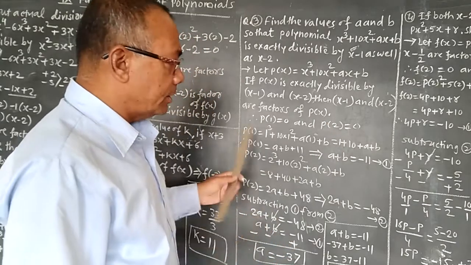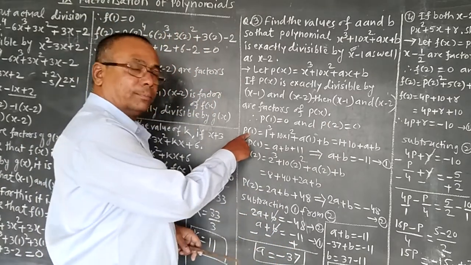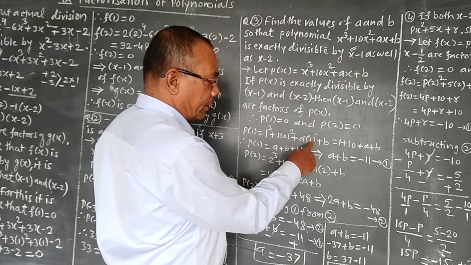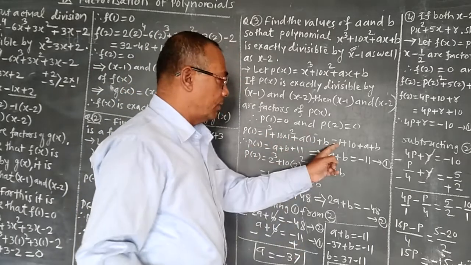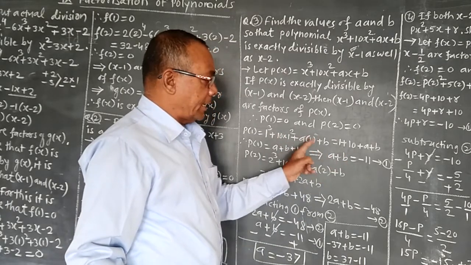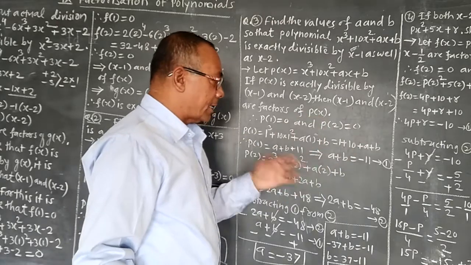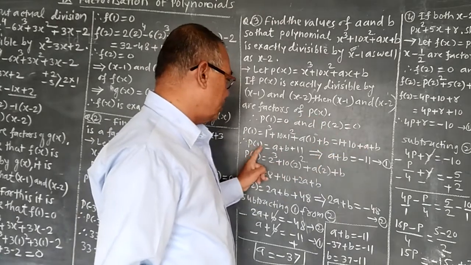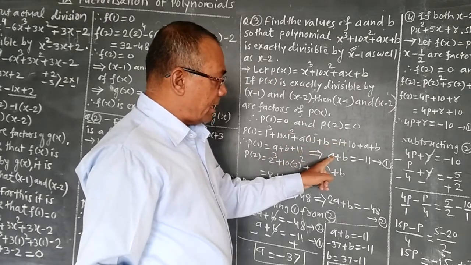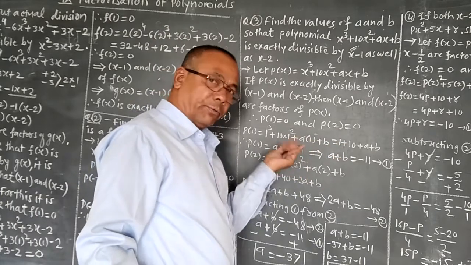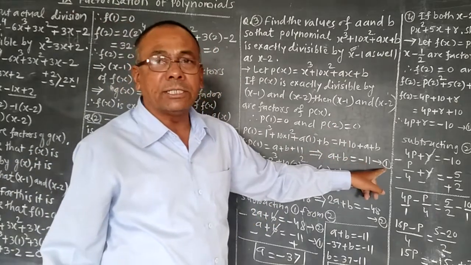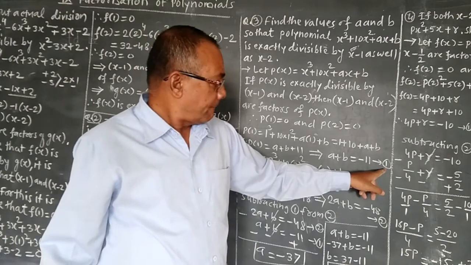And now substituting the value, we will get p(1) is equal to 1 cube plus 10 into 1 square plus a into 1 plus b. Here 1 cube is 1, 10 into 1 square is 10, 1 and 10 are 11, plus a and plus b. Or we can write p(1) is equal to a plus b plus 11. That is a plus b is equal to, plus 11 will become minus 11. So a plus b is equal to minus 11. That is equation number 1.